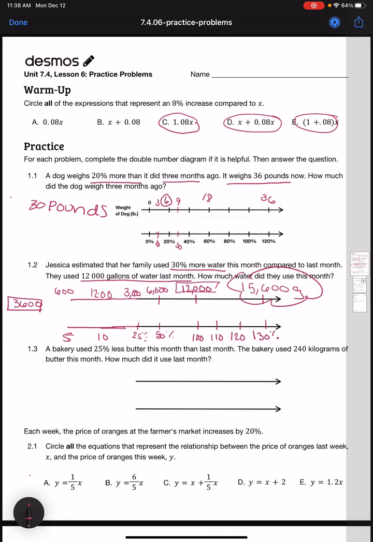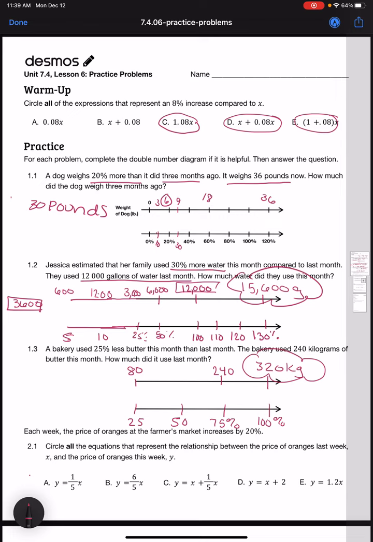Now let's look. The bakery used 25% less butter than last month. So let's say 100%. 25% less could be 75%. We could do 50 and 25. The bakery used 240 grams of butter this month, so 240. Now what I could do is divide by 3. 240 divided by 3 is 80. So 80 plus 240 would give me 320 grams of butter for last month. Okay, so those are a lot of work. We're just going to keep working on them and trying our best.